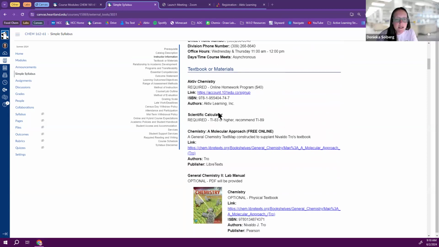You do need a scientific calculator. I highly recommend using a TI-89. If you don't have one, an 83 is fine. But that solver button on the 89 can be really helpful with your algebra this semester.